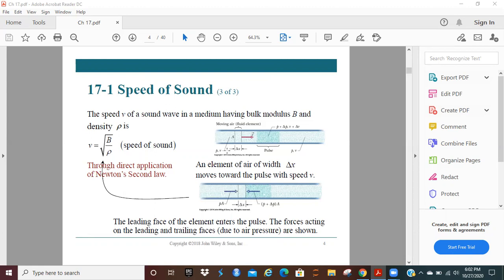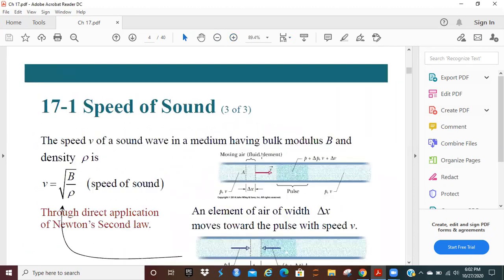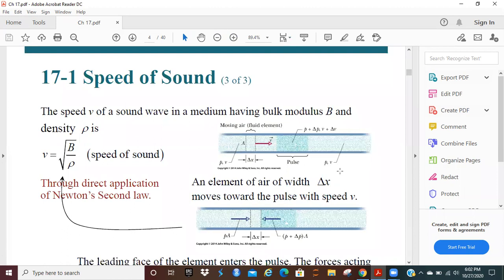So you can see here that we have a tube, and we can see a pulse that exists right here. It has an increase in the pressure, P plus delta P, and I guess I can blow this up to actually be able to look at it. So we've got P plus delta P, and then we've got the velocity plus the change in velocity. We have a moving air piece here, moving at a particular velocity. It's covering a certain distance. So an element of air that has this width is going to move towards the pulse with a particular speed v.